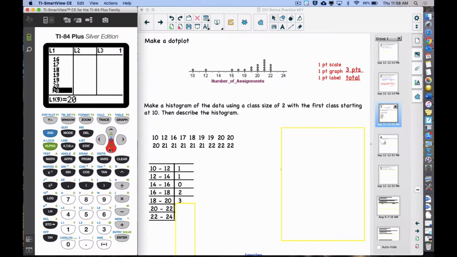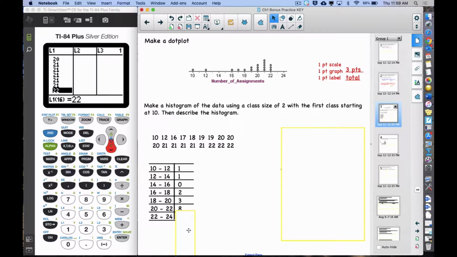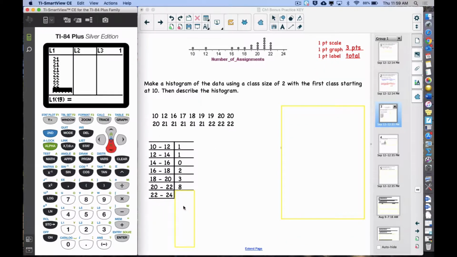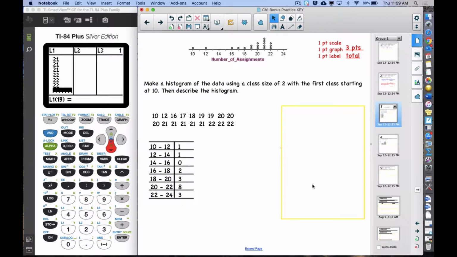From 20 to 22, I have 1, 2, 3, 4, 5, 6, 7, 8, but then I hit 22, so there's 8 in that range. And then I have 22, 22, 22, so I've got 3 in that final box.